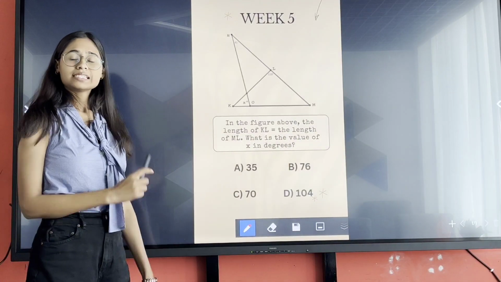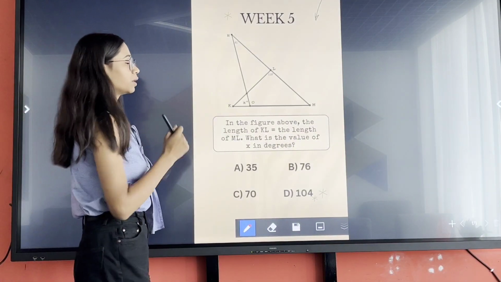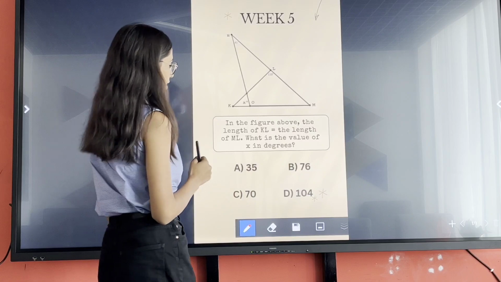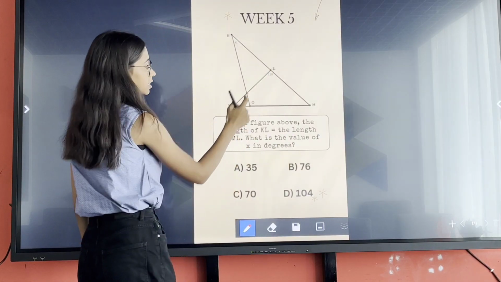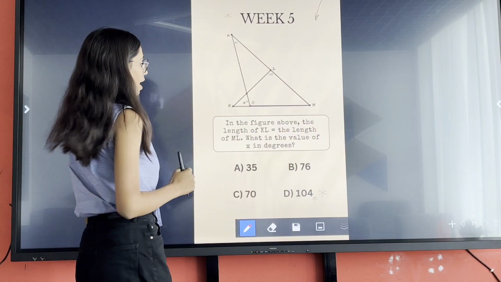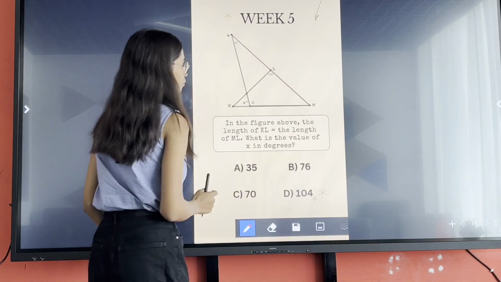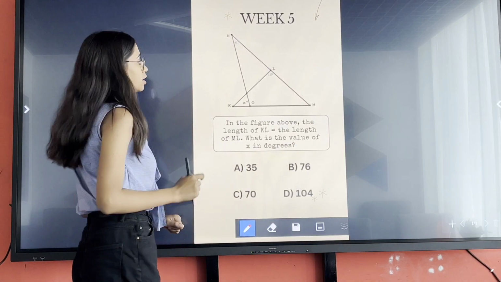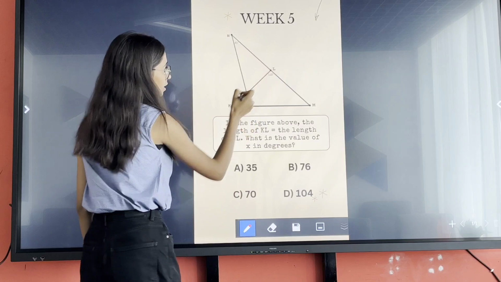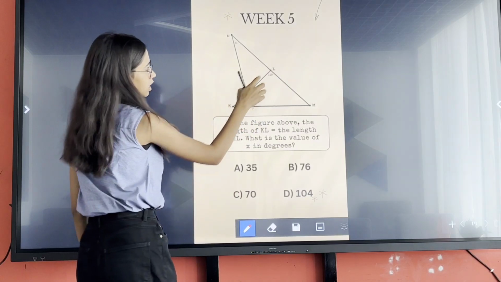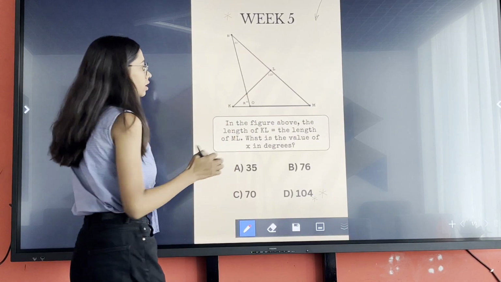Okay, this is our second question. In this question we are provided with this figure and they are saying that the length of KL is equal to the length of LM, and what is the value of x in degrees. So for this we know that this side LK is equal to this side LM, correct?